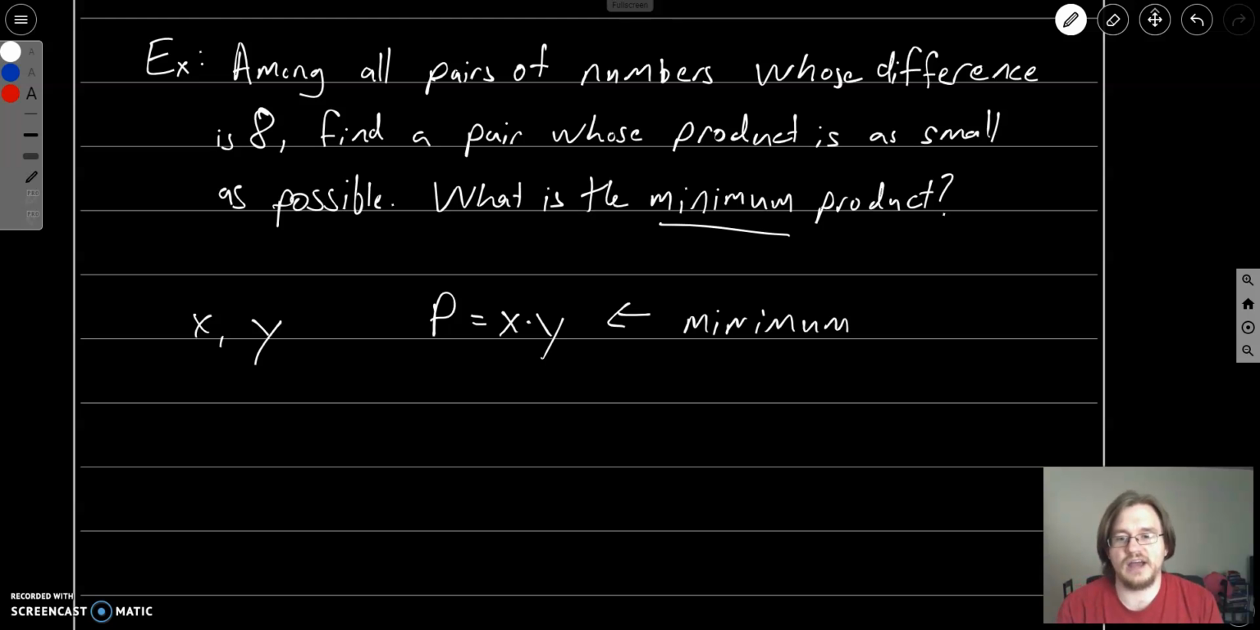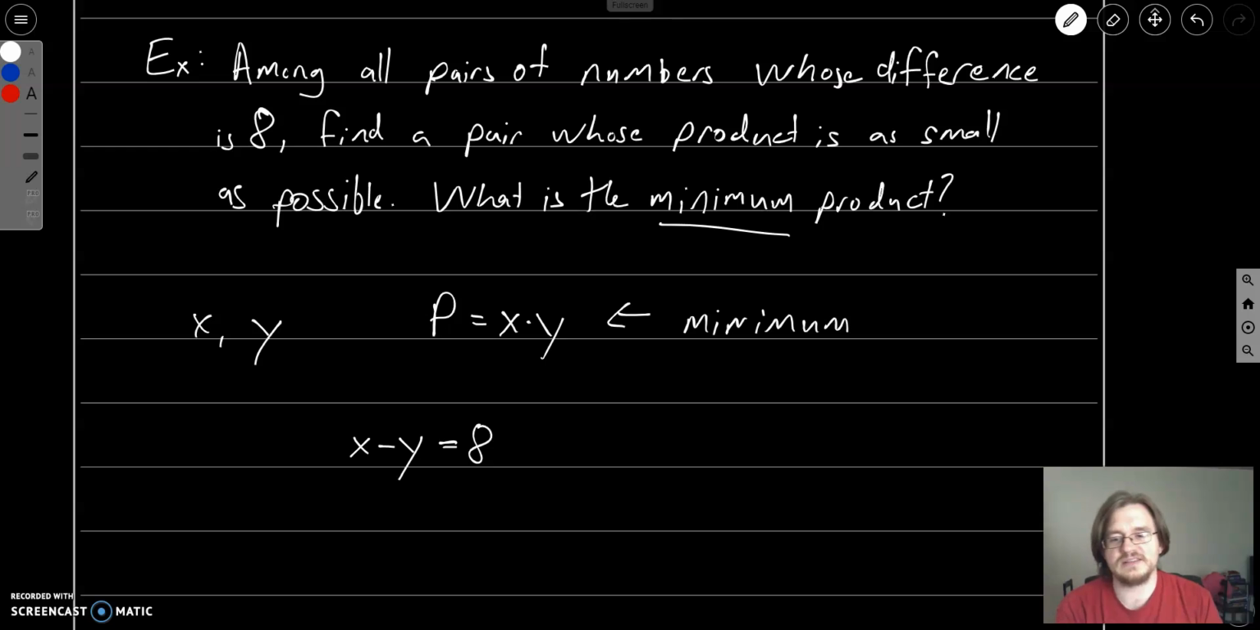So I don't have a whole lot to go on here, but what I do know is that we're looking at pairs of numbers, x and y, whose difference is 8. So we also have one more bit of information. We know that the difference of x and y is going to be 8.